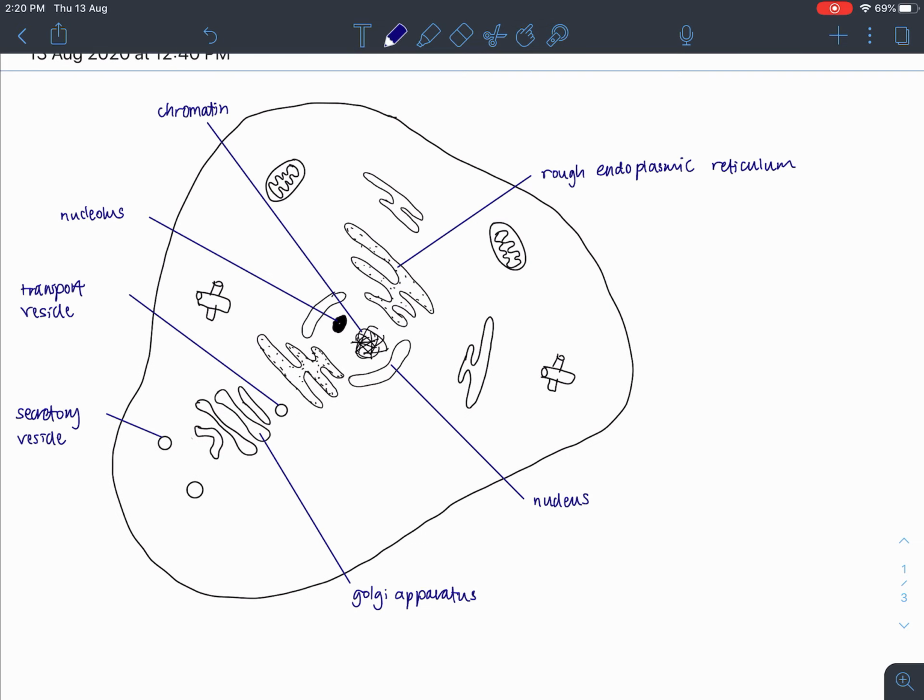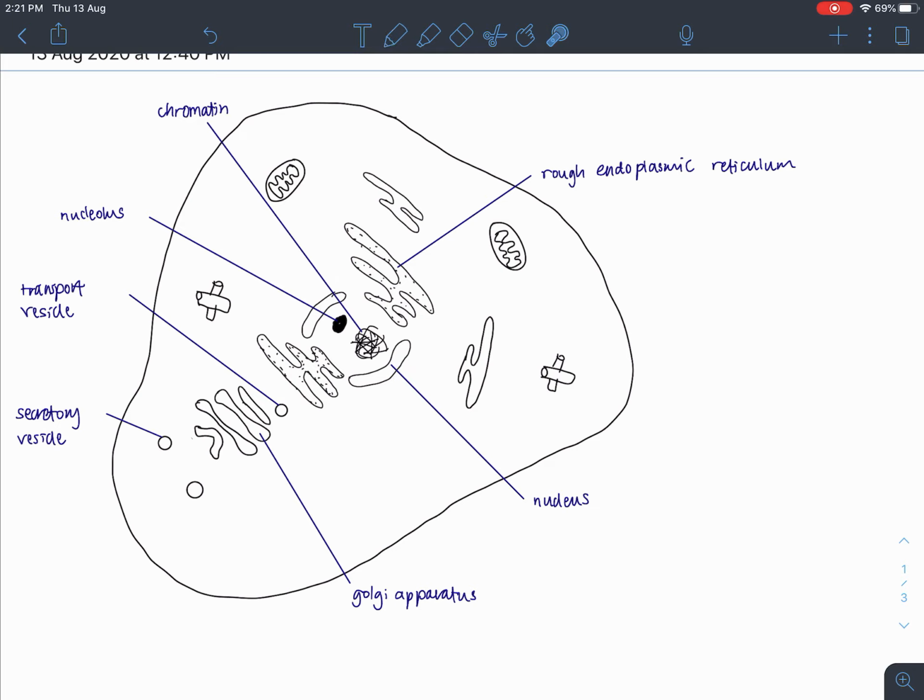While you're drawing, remember, don't let those labeling lines intercept each other, and don't draw arrows either. Don't draw arrows and don't intercept.